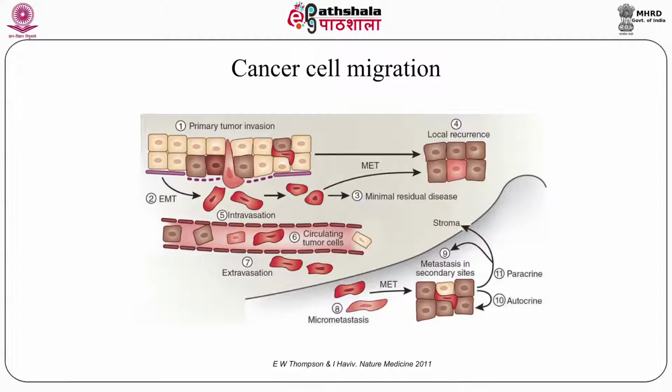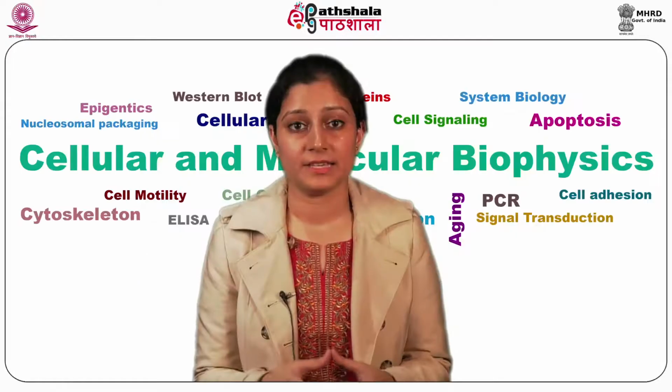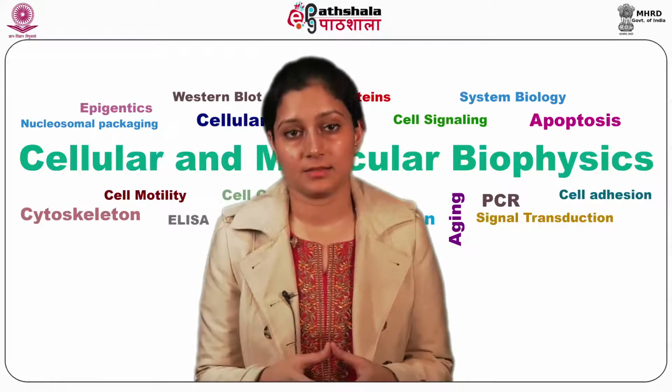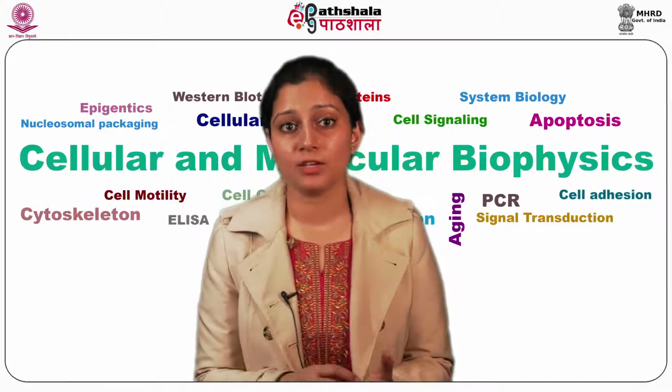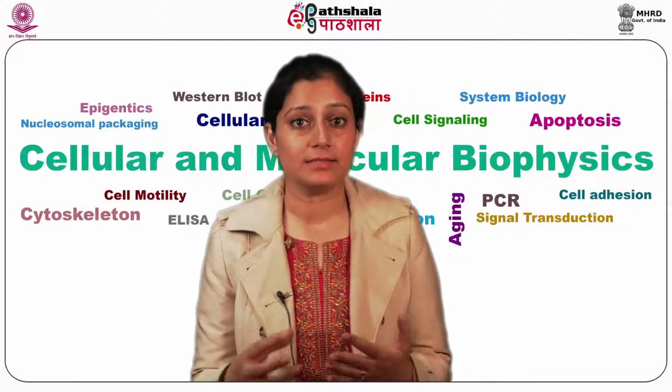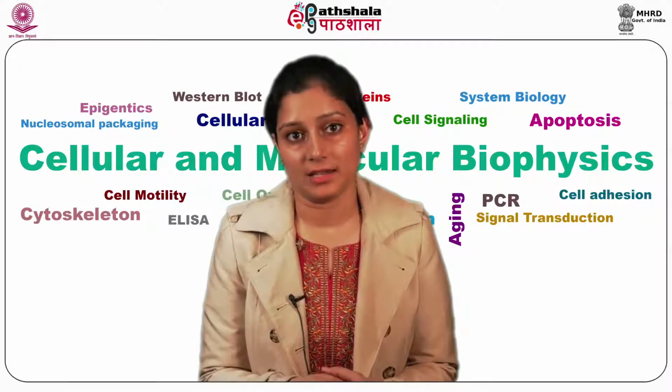Extravasation from blood vessels takes place, which is again enhanced by mesenchymal attributes. Number 7. After this, the tumor cells may persist as micrometastasis in another tissue, marked as number 8. These metastasized cells again undergo MET to establish macrometastasis at distant sites. That is number 9.